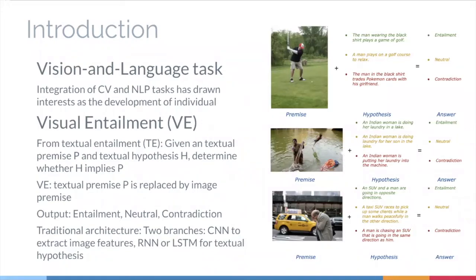The traditional architecture of VE usually contains two branches. The first branch uses CNN to extract image features, and the second branch uses RNN or LSTM for the textual hypothesis.